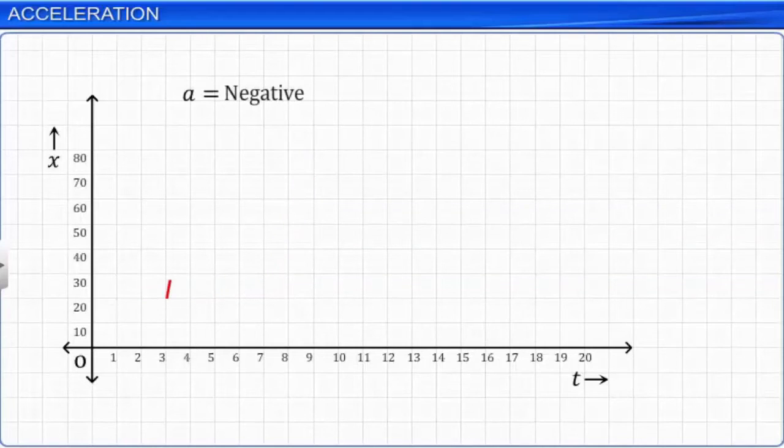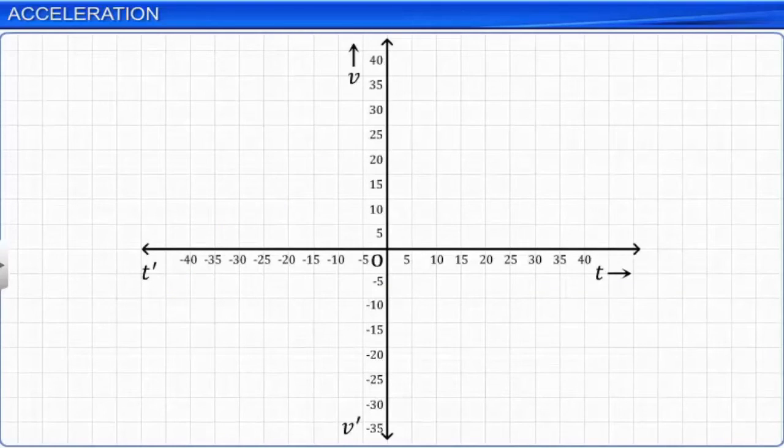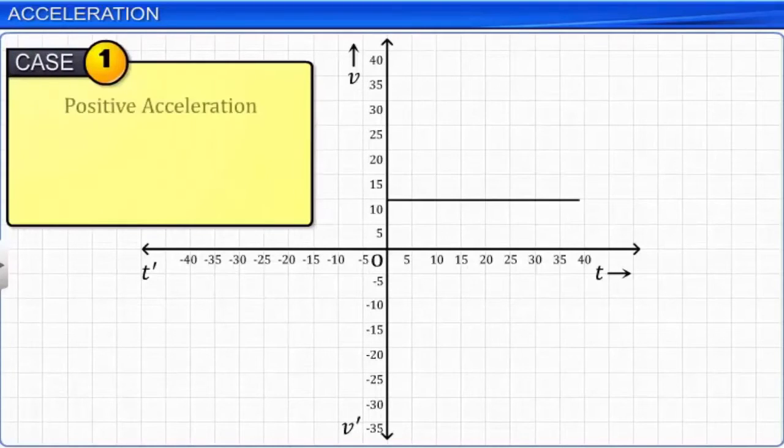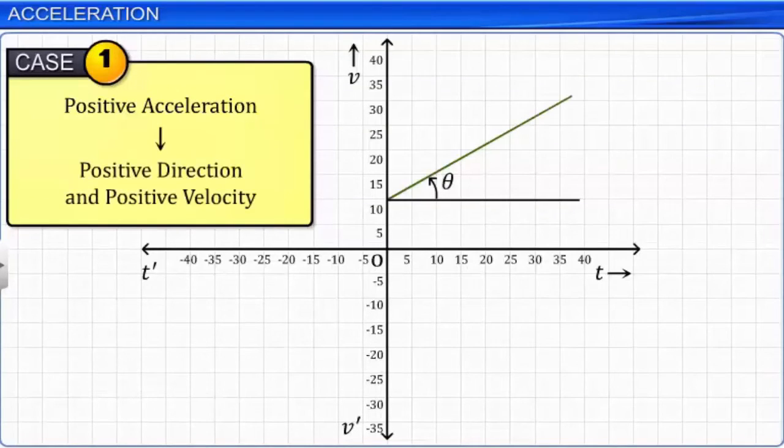For 0 acceleration, it is an inclined line. Let us see what the vt graphs for all 4 cases explained earlier look like. Body with positive acceleration, that is, positive direction and positive velocity. The graph is an inclined line above the x-axis with upward inclination.